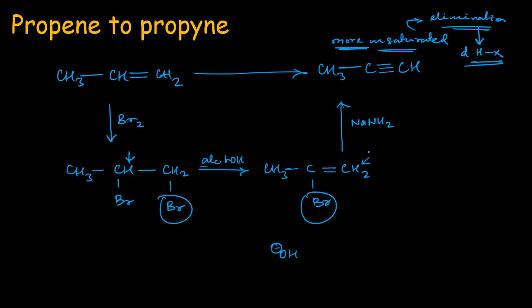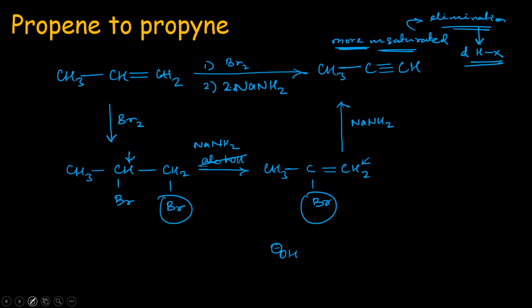Now, in order to do this reaction, you can also write like this. Instead of using alcoholic KOH here, you can also use NaNH2. So that will be a more simpler case. You can write here the first reaction that we are going to do is with Br2. The second reaction we are going to do is with 2 moles of NaNH2. And we are going to get this propyne. So please write this one here.